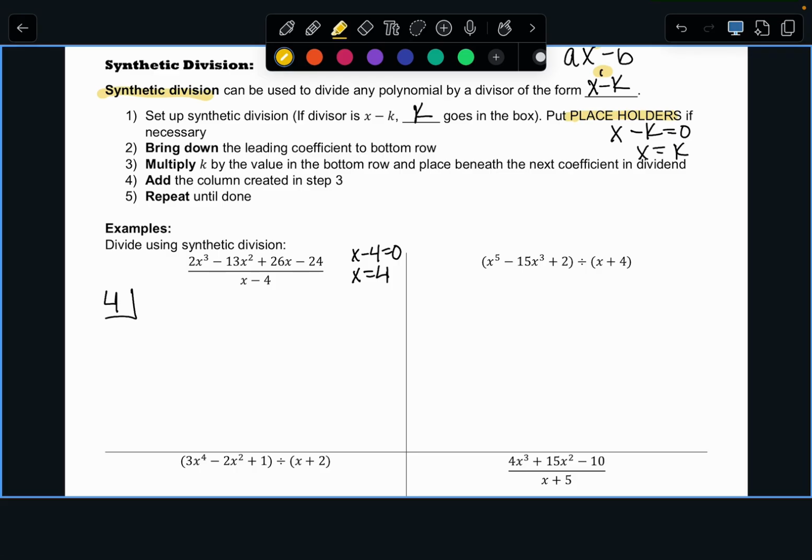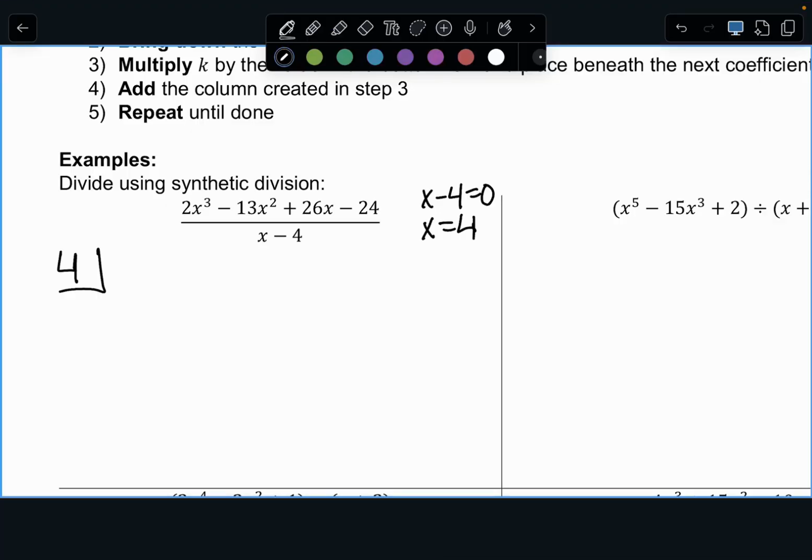So if we look at these coefficients, my first coefficient, what is it? 2. And then negative 13, 26, and negative 24. Again, those are just the numbers in front of each of my x terms. And again, we're looking at these polynomials in standard form. So if this was like an x squared out here, we would want to rearrange to make sure our coefficients are in the right order. Okay, so that's step 1.